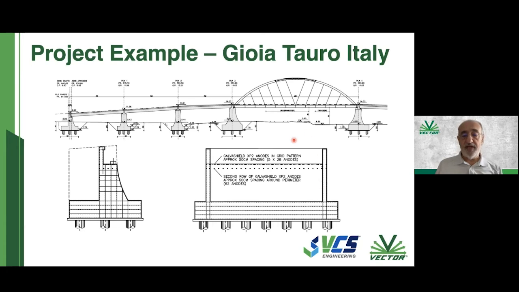These are a few examples now, quickly. This is in Italy. It's a road leading to a port, and the worry there was that de-icing salts from the top would settle on top of the piers and initiate corrosion.